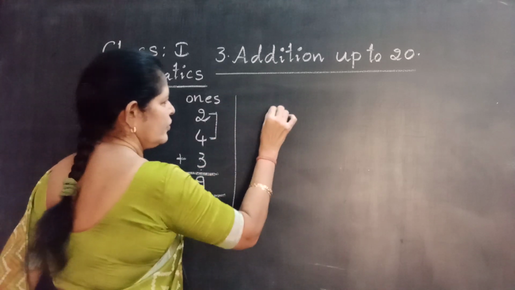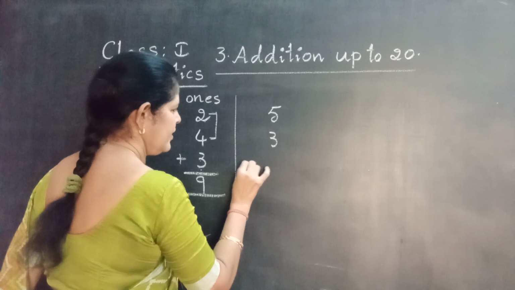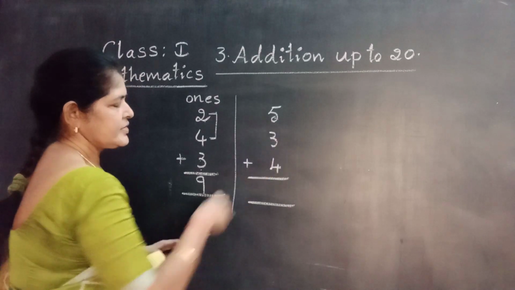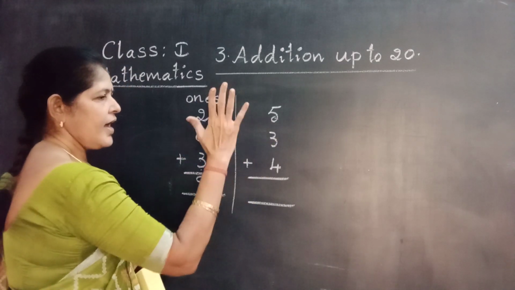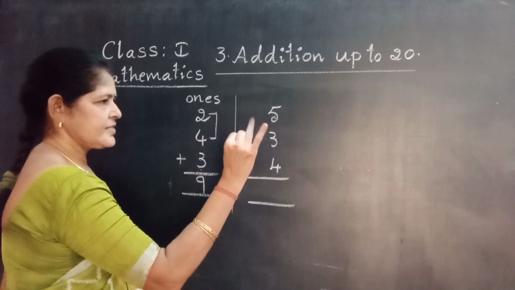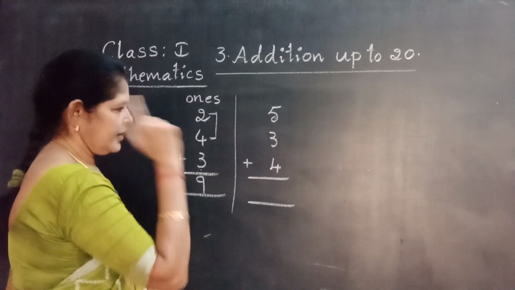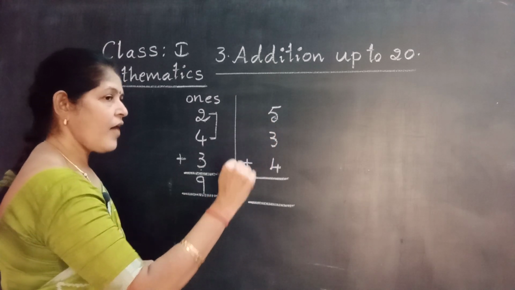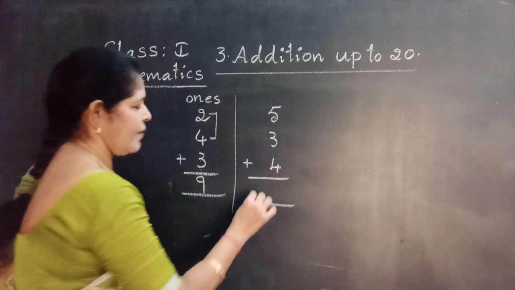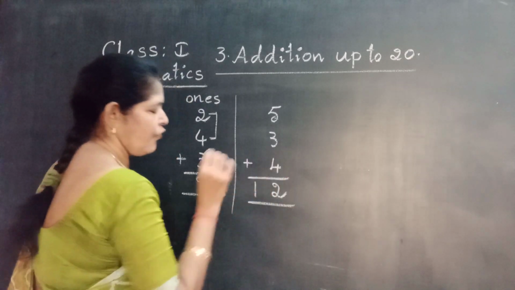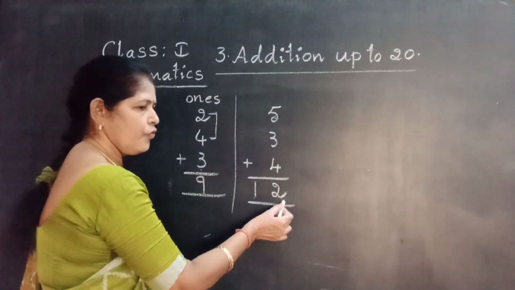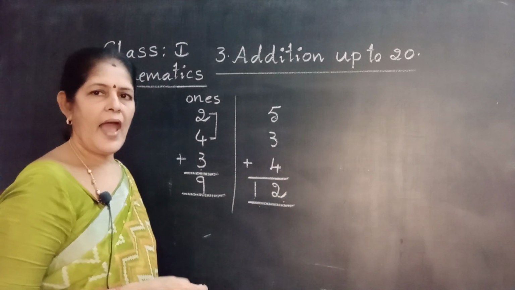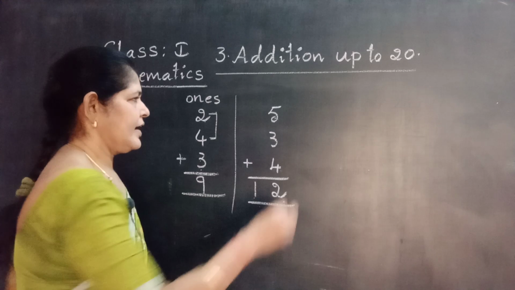Another sum: 5 plus 3 plus 4. First add these two numbers. Take 5 fingers, 3 after: 4, 5, 6, 7, 8. 8 in the mind. Take 4 fingers, 8 after: 9, 10, 11, 12. 12 is a 2-digit number: 1 ten, 2 ones. 5 plus 3 plus 4, total is 12.